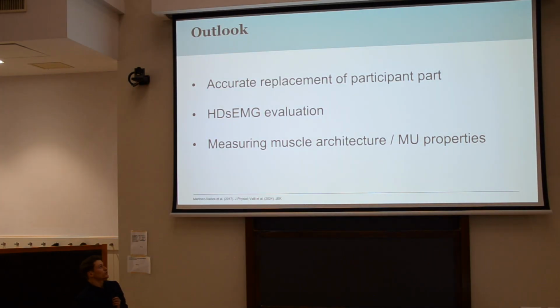So, to conclude, we just need to figure out the most accurate option of replacing the participant part. We need to test the same stuff in high density, and ultimately, we need to actually analyze muscle architecture and motor unit properties to see if in the long term we can get any benefit out of it.